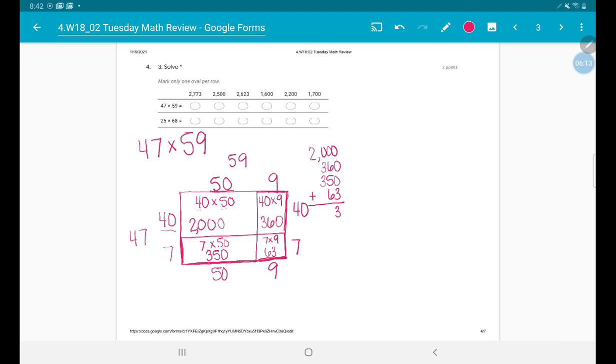Add my ones, I have 3. Add the tens, that's going to make 17. Regroup the 1. Add my hundreds, I'll have 700s and 2000s. So my answer to 47 times 59 is 2773.